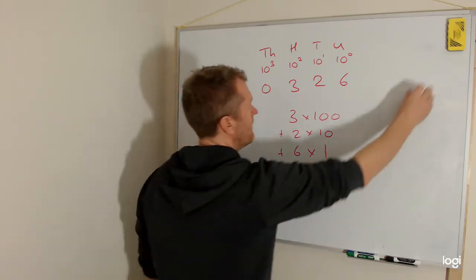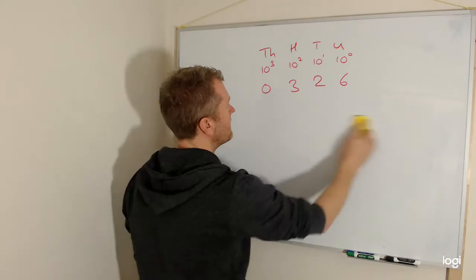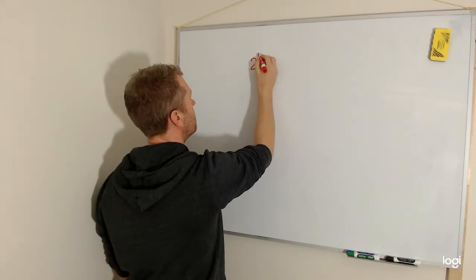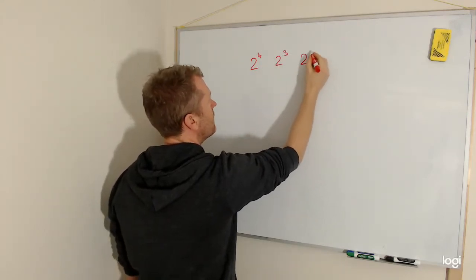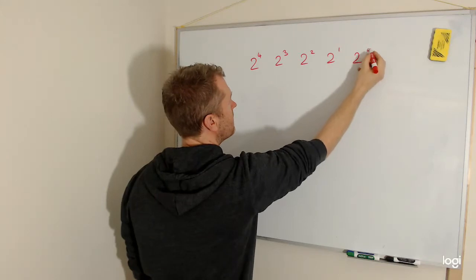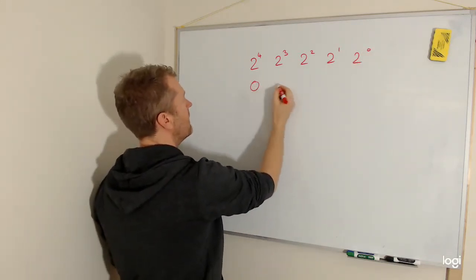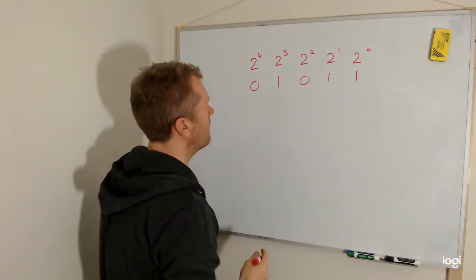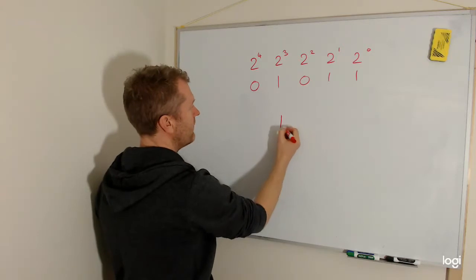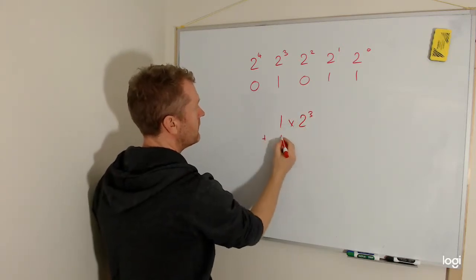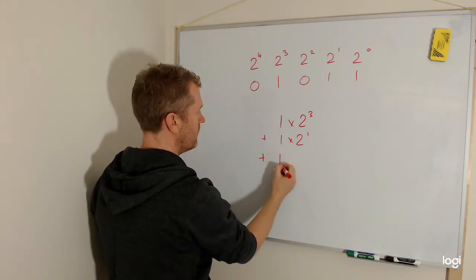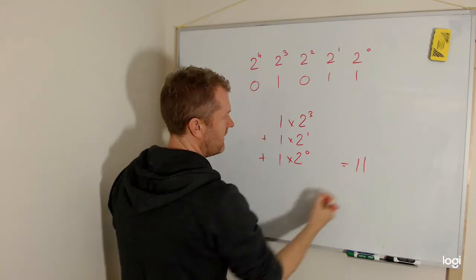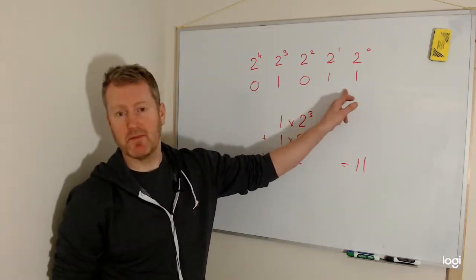Now binary is the same, except instead of having tens in our columns, we have twos. So you might have 2 to the 4, 2 to the 3, 2 squared, 2 to the 1, and 2 to the 0. Your number can only have zeros and ones, because you move one up once you get to 2. So this number would be, for example, 1 times 2 to the 3 plus 1 times 2 to the 1 plus 1 times 2 to the 0, and that's equal to 8 plus 2 plus 1, which is 11. So that's how we write 11 in binary.